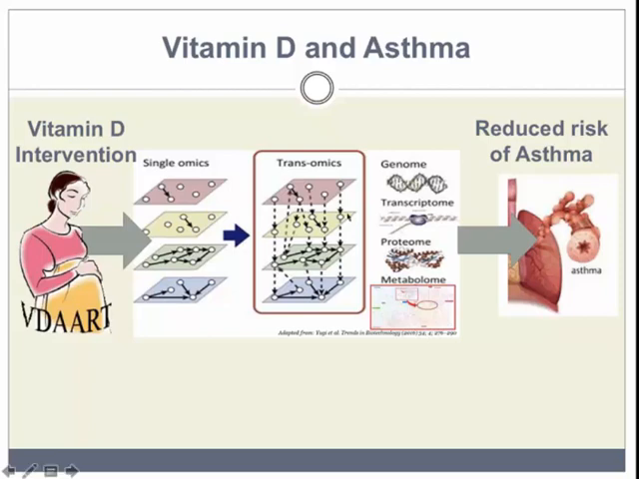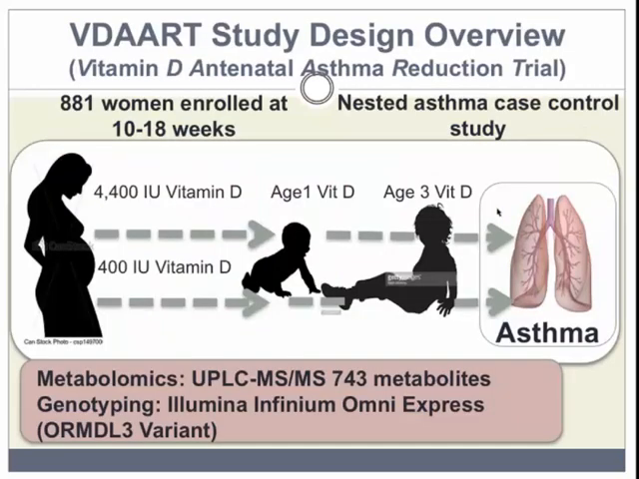In this case, I'm going to be talking about a trial called the VDAART trial, which is an intervention trial of vitamin D during pregnancy. We follow these kids to look at the risk of asthma later in life. We specifically hypothesized that reduced amounts of vitamin D were associated with increased asthma. Put another way, the more vitamin D you give someone during pregnancy, the lower the risk of asthma in the offspring.